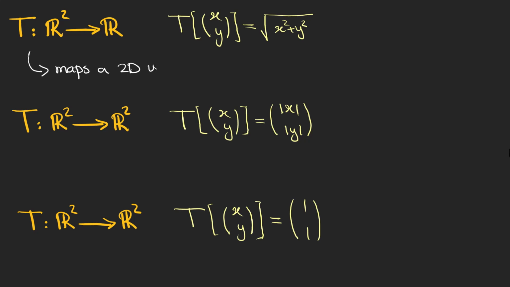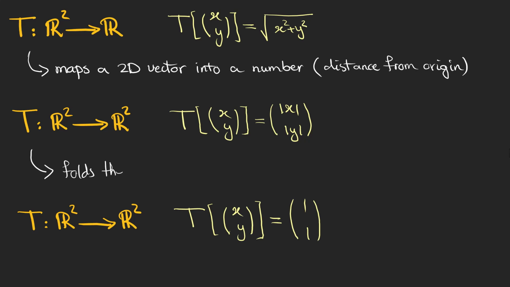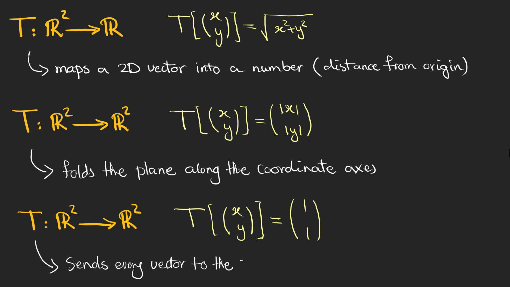This one maps a 2D vector into a real number, which is the distance from the origin. This one folds the plane along the coordinate axes. And this one sends every vector to the same point.